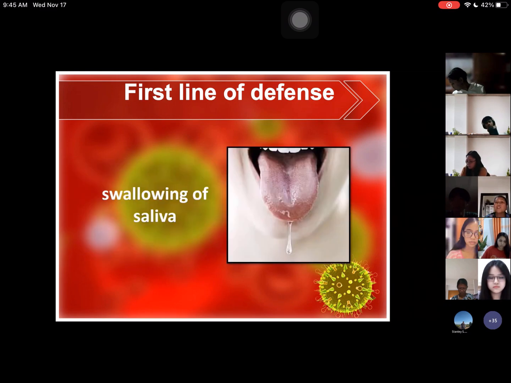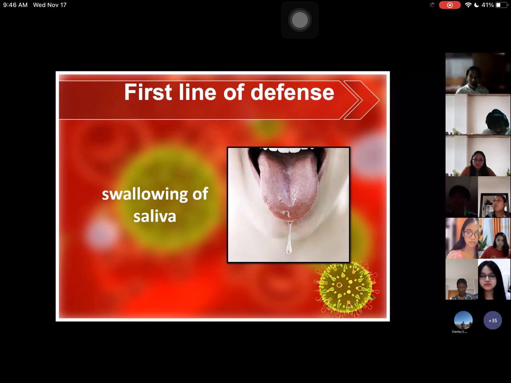Another is swallowing of the saliva. So when we swallow, every now and then, our saliva has the lysozymes that have antibacterial factors that destroy microorganisms or invaders. They usually go through our gastrointestinal tract and are destroyed there because of its acidity.